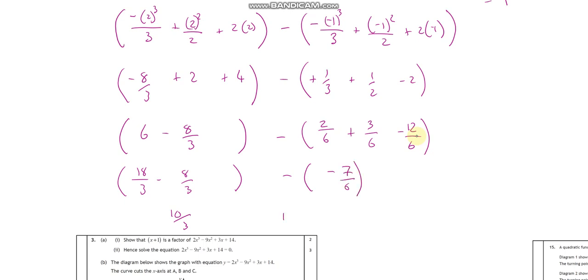Fantastic. Now I'm going to add that on and let's have a think. 10 thirds is the same as 20 sixths. I can times the top and bottom by 2. So I've got 20 sixths plus 7 sixths. So I'm going to end up with 27 sixths units squared. And I'm almost finished there. I can simplify that by dividing top and bottom, sorry, not thirds, halves. I'm going to divide by 3, aren't I? So if I divide top and bottom by 3, that's going to be 9 halves units squared.